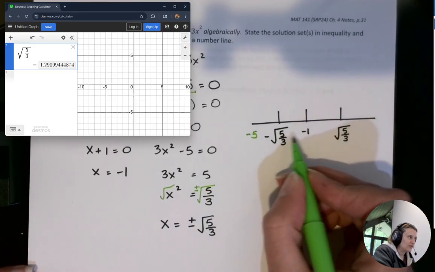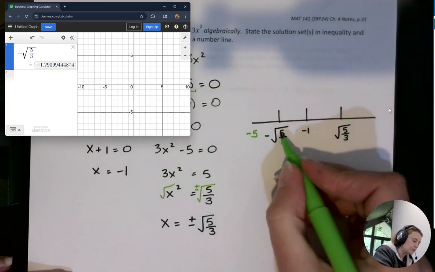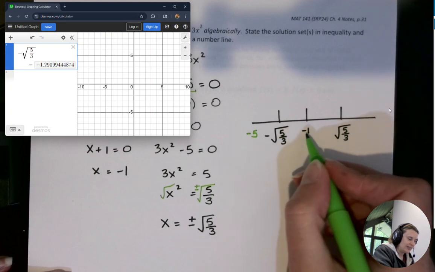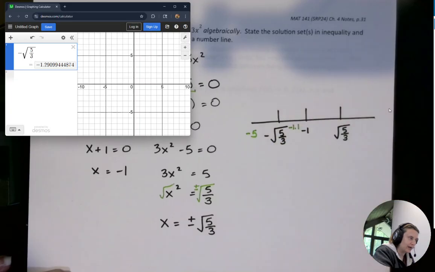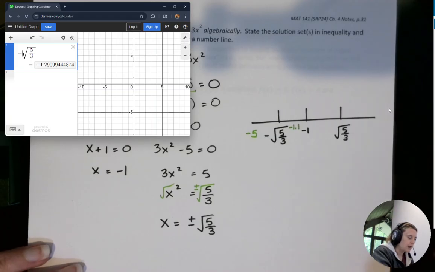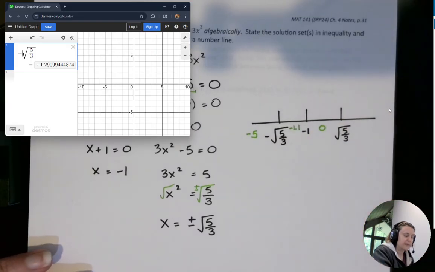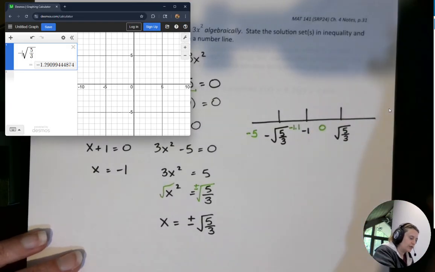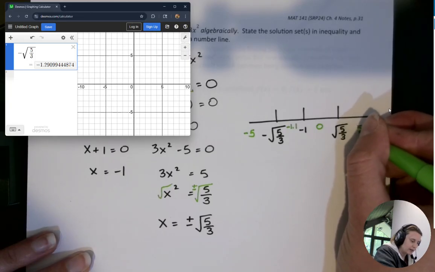In between those, I've got to be really careful. Remember that the negative square root of 5/3 is -1.29. I have to be in between that and -1. So I'm going to pick -1.1. That's just a little bit smaller than -1 and a little bit bigger than negative the square root of 5/3. In between -1 and the square root of 5/3, I can pick 0. And then something bigger than the square root of 5/3, bigger than 1.29, I could pick 5, 10, 20, any number I want. Let's go ahead and pick 5.